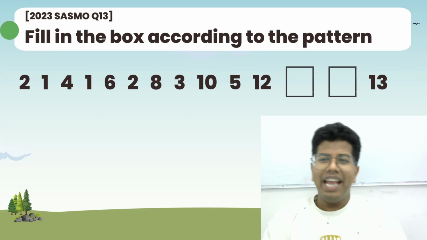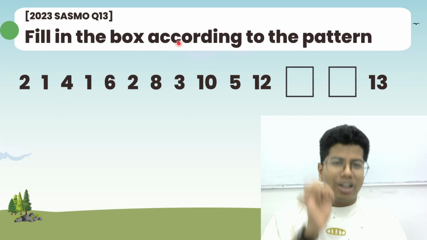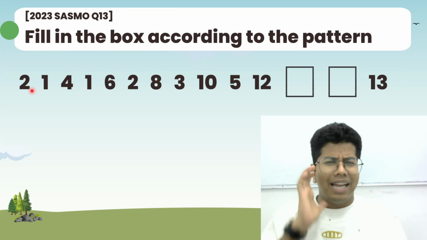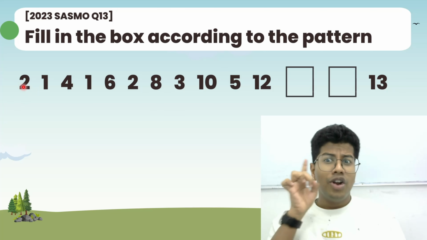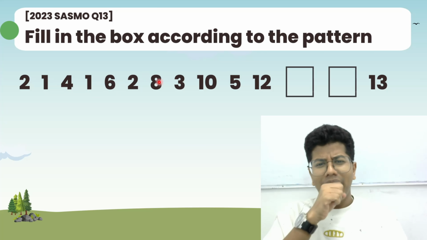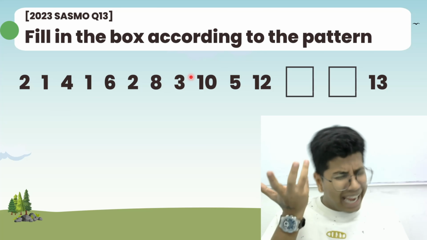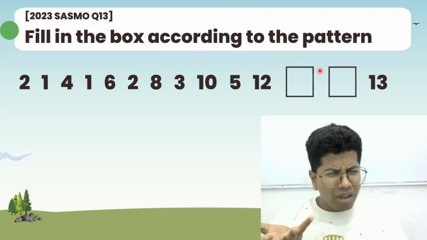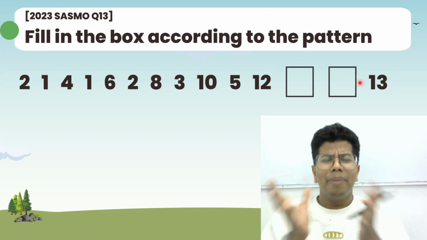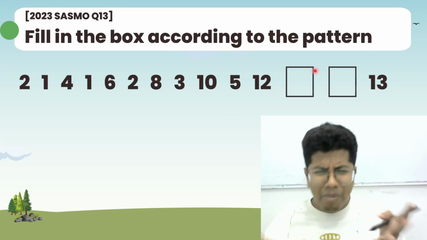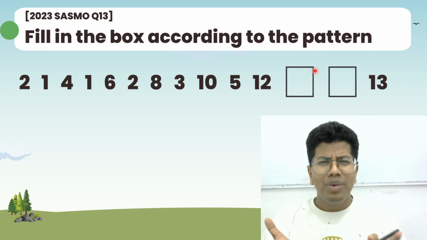The question says, fill in the box according to the pattern here. So there are some numbers that are given to us. For instance, 2, 1, 4, 1, 6, 2, 8, 3, 10, 5, 12, box and 13. So here the problem is I'm not sure which two numbers I can put here. The numbers have no relation with each other.